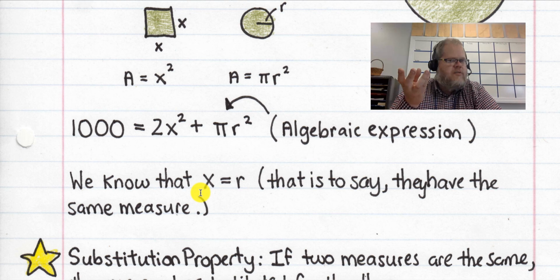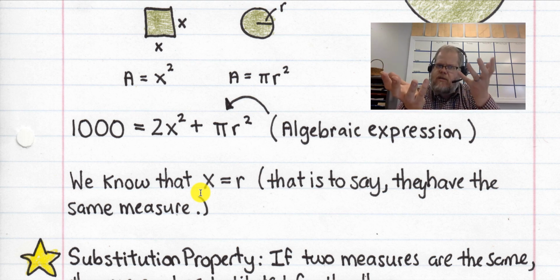What does 1,000 mean? So ask them the question, what does 1,000 mean? And hopefully at this point someone somewhere says, well, that's the area of the garden, right? Well, what does 2x squared plus pi r squared mean? Hopefully they're beginning to make the connection. Well, that's 1,000. That's the area of the garden. Well, what does the equal sign mean? Well, that means that the area of the garden is the same as 2x squared plus pi r squared. You see what we're doing?